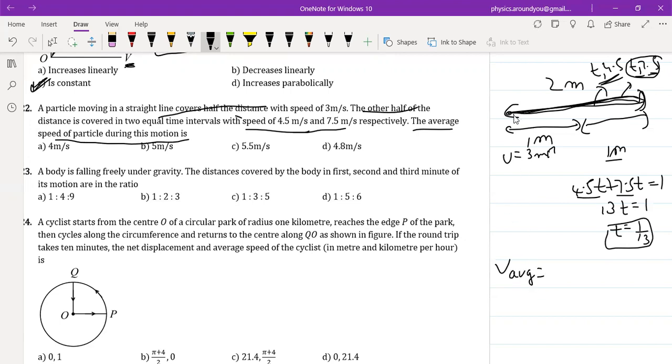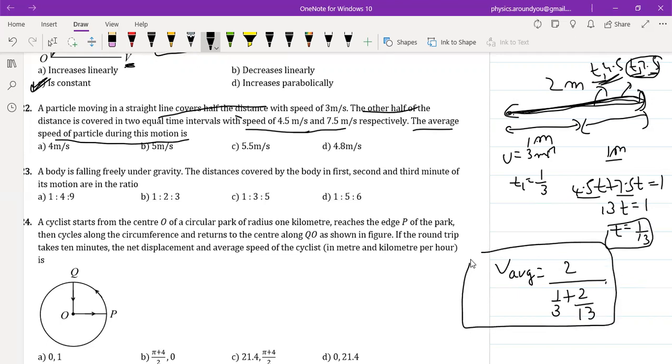Total distance traveled is 2. I have taken distance as 2. Total time: time spent in the first half is distance by speed, which gives you time. So time spent in the first half is 1 by 3. Second half it spends t and t, totally 2t. t is 1 by 13, so 2t becomes 2 by 13. You solve this equation, you solve this fraction, you get the average speed magnitude.